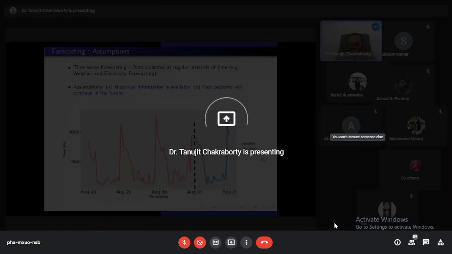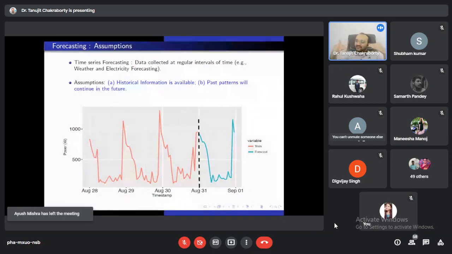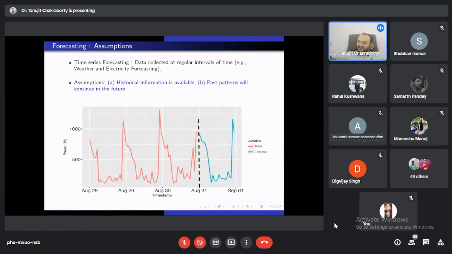So when we start working on any particular data, suppose we have the data of power consumption, maybe electricity consumption for the last 7 days, and we want to forecast the electricity consumption for the next day. Whenever we start working on this problem, it should be remembered that the following assumptions need to be satisfied before using any statistical forecasting techniques. One thing is that historical information is available and past patterns will continue in the future.